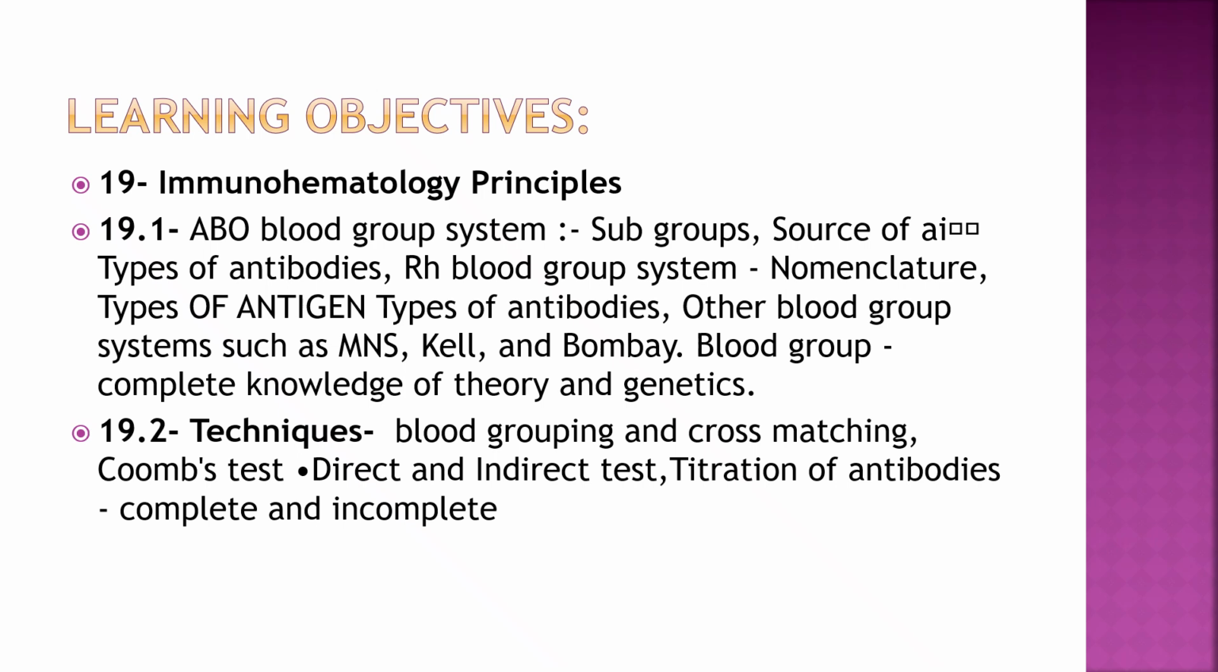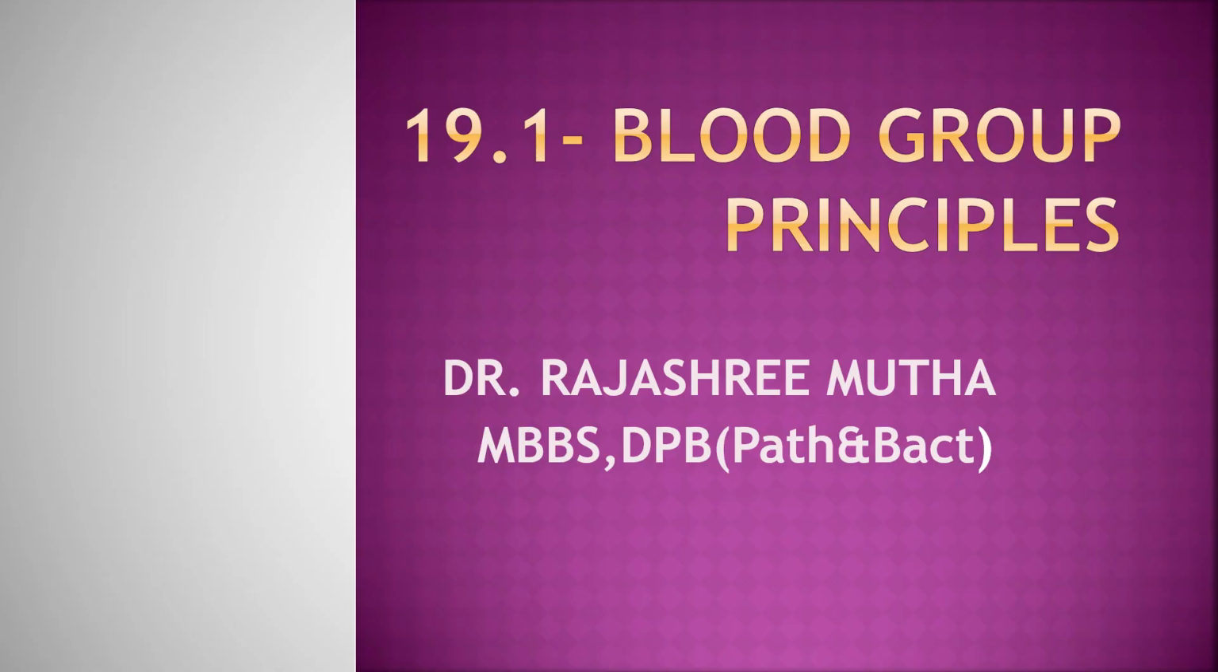19 Immunohematology principles. In that, 19.1 ABO blood group system and other blood group systems, and 19.2 different techniques like blood grouping, cross matching and Coombs test.